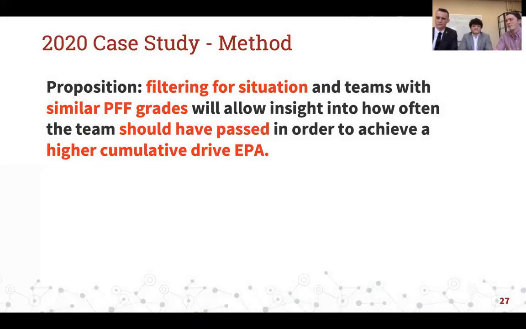So if we take these results that we've just presented, that we have the optimal passing rate, and we already filter for situation, we can get more specific and use the PFF grades that we were provided. We filter to provide our play set with only plays called by teams with similar capabilities. If we take pass grade to be a measure of a team's capability in the passing game, we filter around teams that are similar to teams that we choose are interesting to us. This will give us insight into how often this team should have passed in order to achieve a higher cumulative drive EPA than they got for the 2020 season.